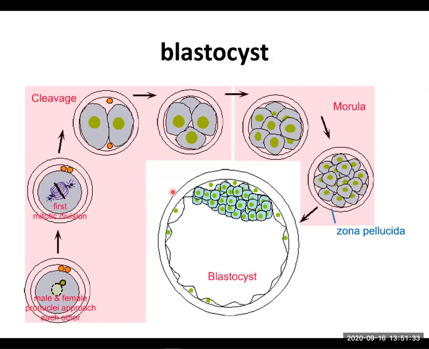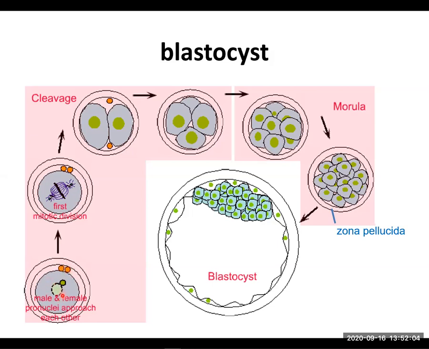Yes, so this is one that I want to show you. In the beginning, we have this primary oocyte. The primary oocyte will be divided. The first meiosis will give the secondary oocyte and the first polar body. The second meiosis will give the ovum and the second polar body. So here we can see there are two polar bodies.